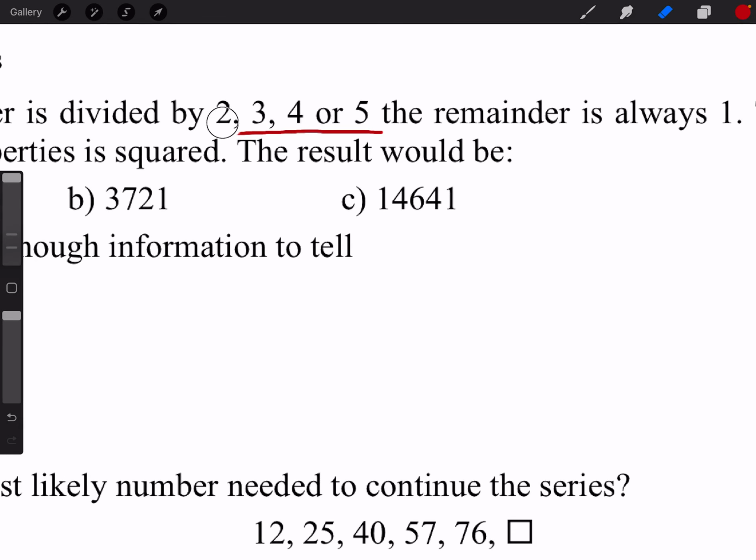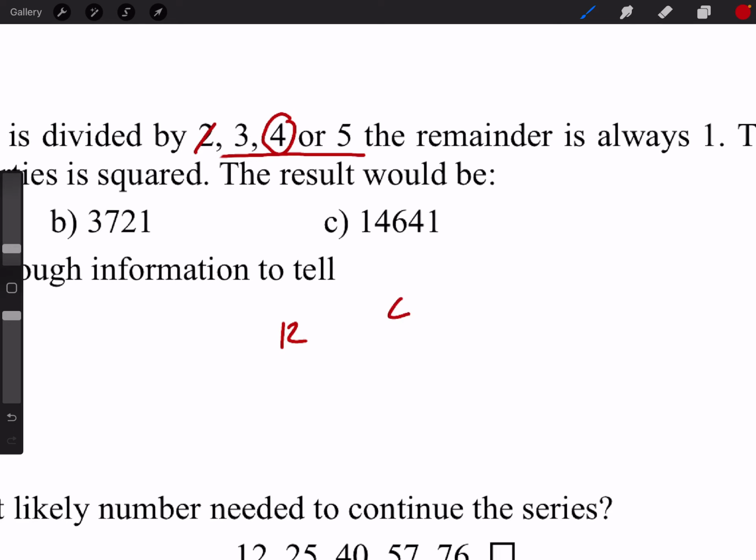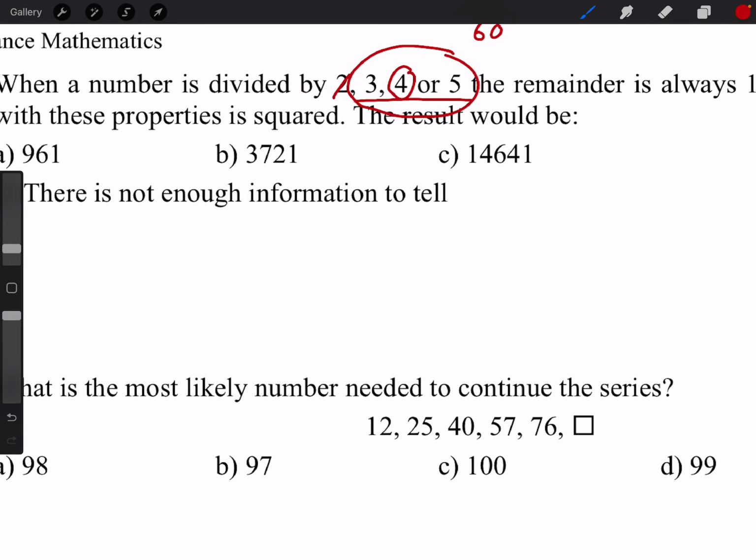Now, we don't need to worry about the 2, because any number that can be divided by 4 can be divided by 2. For example, if I had the number 12, can that be divided by 4? Yes. Can it be divided by 2? Yes. So we don't need to worry about 2. All we need to look at is 3, 4, and 5. If you work out the lowest common multiple, you're going to get 60. So 60 can be divided by 2, 3, 4, and 5, and it's the lowest number that can do that.